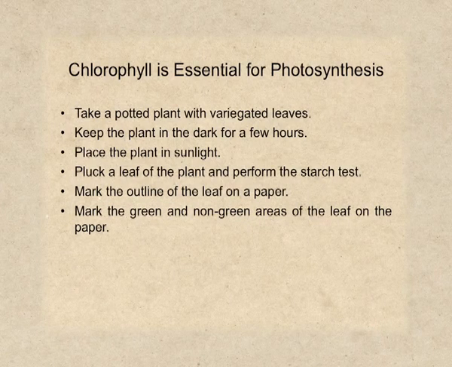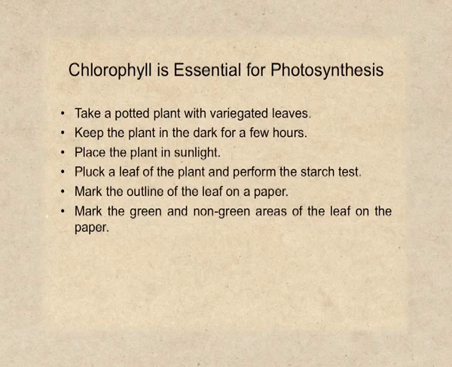Now, the second step of the experiment is to keep the plant in a dark room for a few hours. Now, why is this step important? Keeping the plant in the dark room will not give it any scope for photosynthesis. Hence, the plant will consume all the starch present in its body. This is called de-starching. Removing the starch from the plant's body before the experiment is nothing but de-starching.